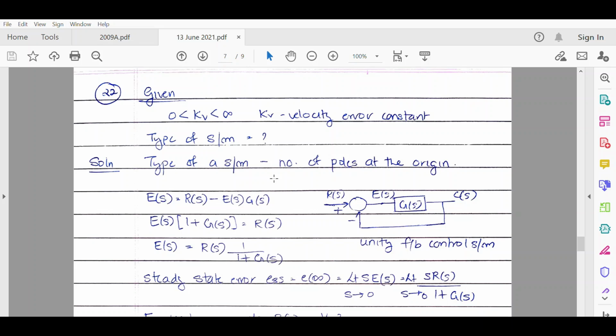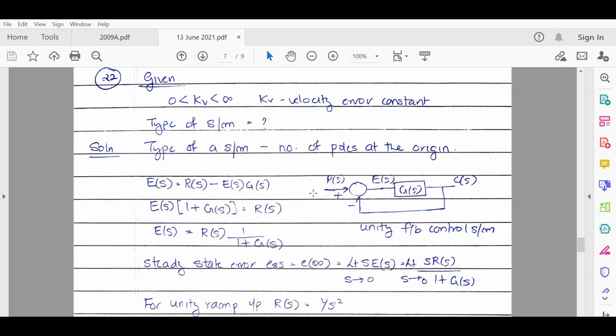Now let us consider a simple unity feedback control system. Over here R of s is the input, C of s is the output, and we have the forward path transfer function G of s and the error, which is E of s. Since this is a unity feedback control system, the gain in the feedback path is unity. Now from this figure we can make out that the error E of s is equal to R of s minus C of s, where C of s is E of s into G of s.